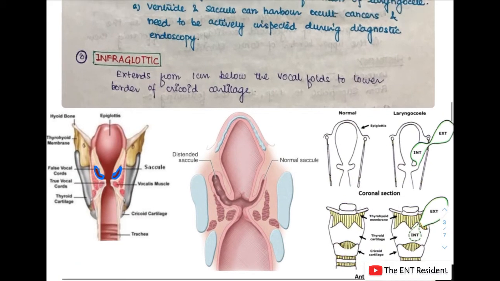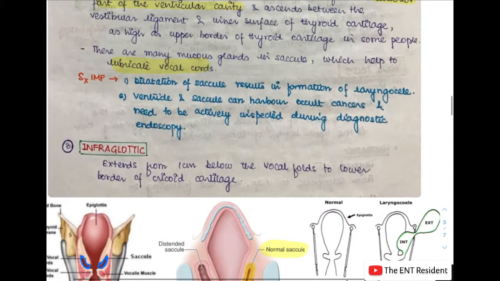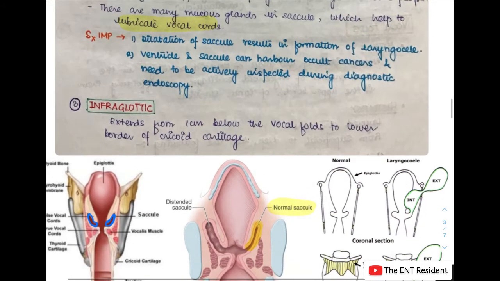You can see in the structure over here that this is a saccule. You can see there is a diverticulum of mucous membrane which is extending anteriorly and ascending in between the vestibular ligament over here and the thyroid cartilage over here. It may extend to the highest limit of the upper border of the thyroid cartilage.